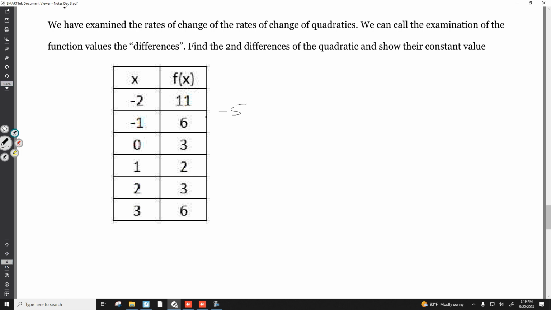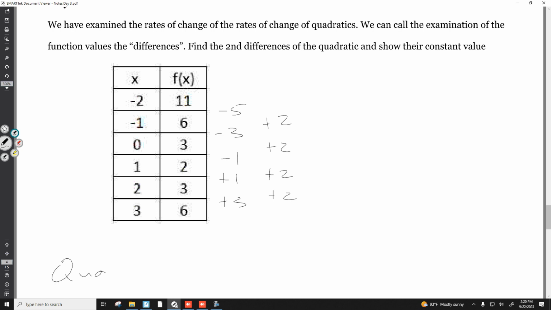11 to 6 is minus 5. We call this a difference. 6 minus 11. 6 to 3, or 3 minus 6, is minus 3. 3 to 2, or 2 minus 3, is minus 1. These are our first differences. These are the rates of change, because it's like change of y over change in x. Cool. Now, we could have said the rates of change form a linear pattern. Or we can say that the second differences were constant.